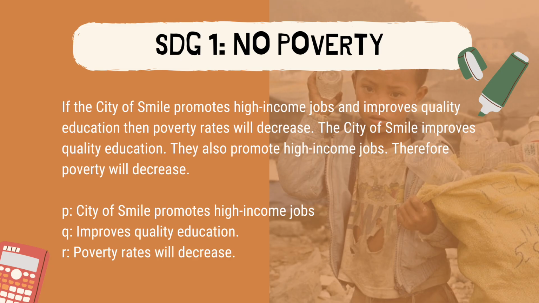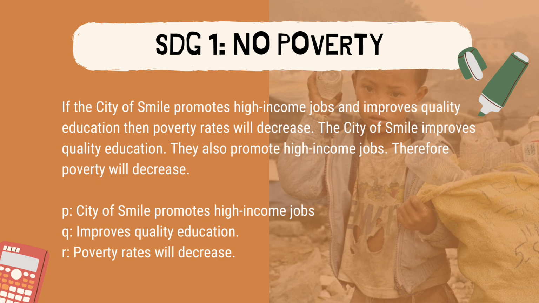So let us start with our first argument, which is SDG 1 or no poverty. And here is the first argument. If the City of Smile promotes high-income jobs and improves quality education, then poverty rates will decrease. The City of Smile improves quality education. They also promote high-income jobs.